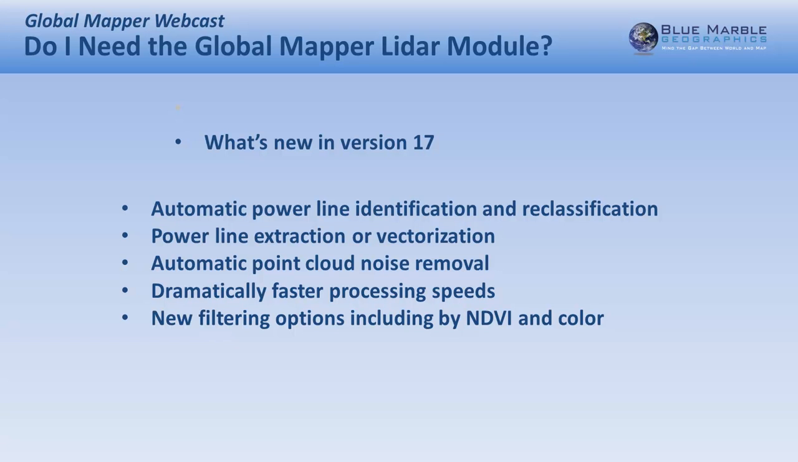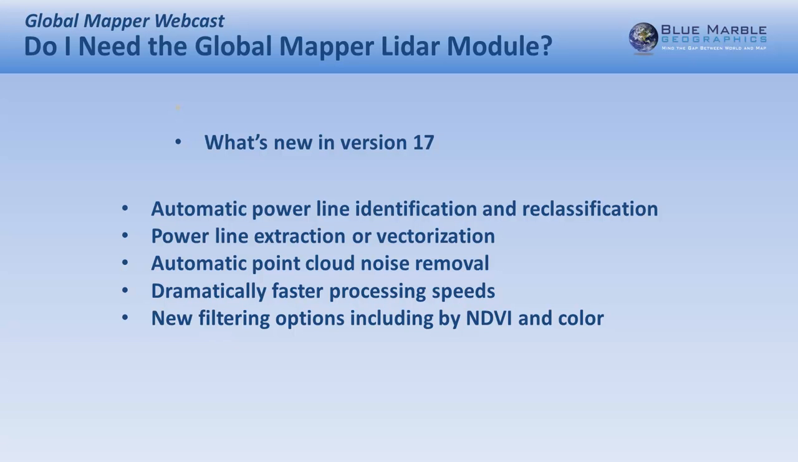One of the things that's a little harder to demonstrate, but is worth noting, is that we've really improved the processing speed in version 17 of the module. If you're doing any LiDAR processing, whether it's loading data, gridding data, or ground identification, you'll see significantly faster speeds. We actually did a little demonstration at our recent Blue Marble user conference where we measured the speed, comparing version 16 to version 17.